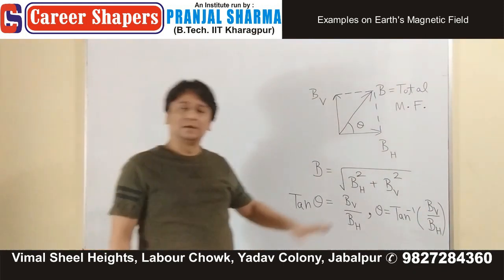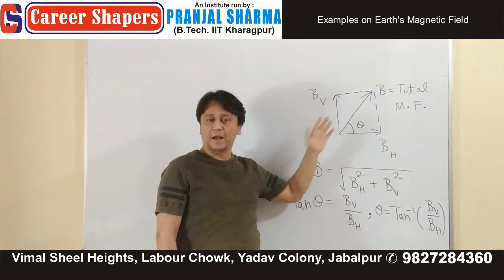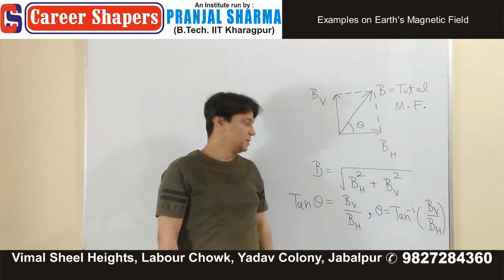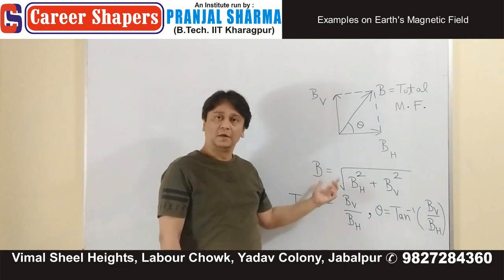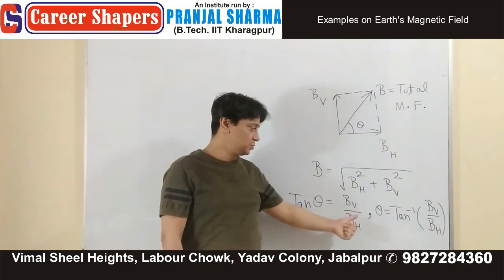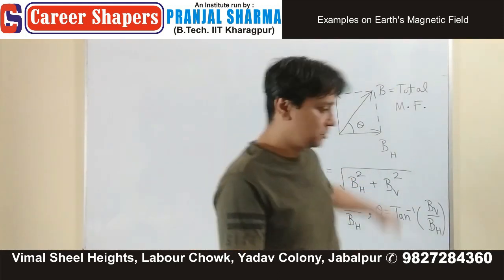So if you can measure the horizontal component, and if you can measure the vertical component at any place on the surface of Earth, then you can easily find what? Total magnetic field. At the same time, using this, you can find the angle of dip or angle of inclination. Note down this.